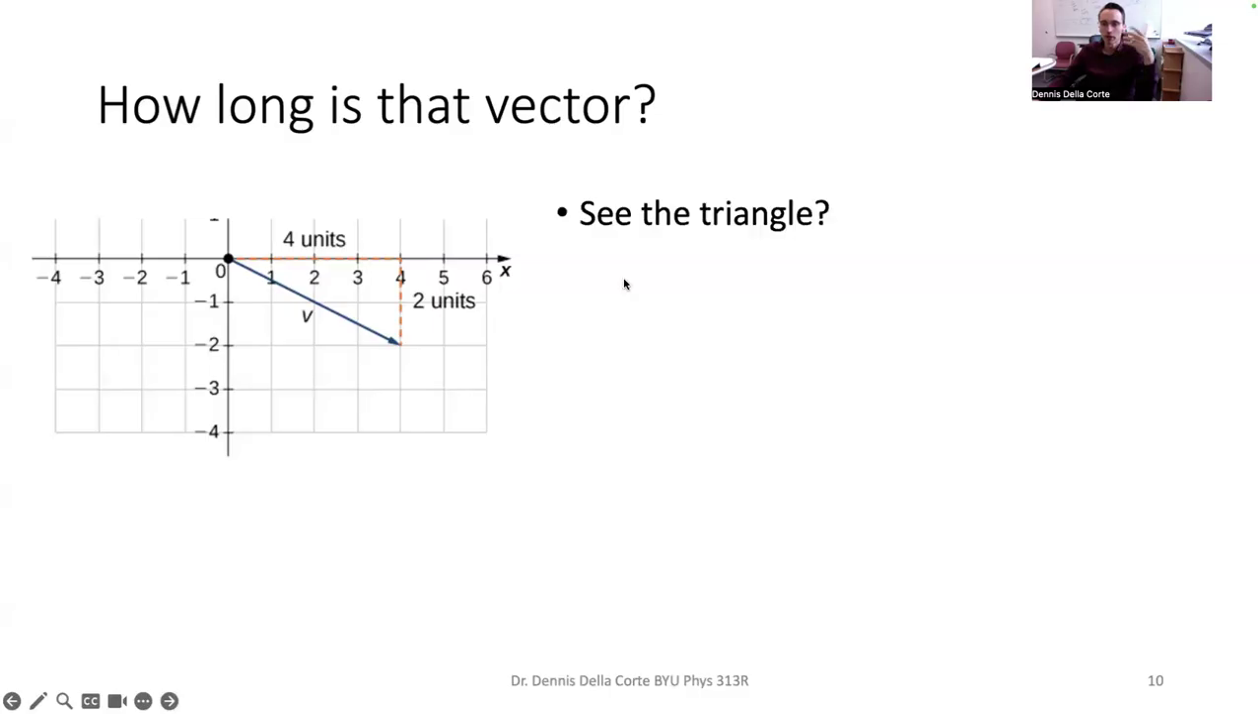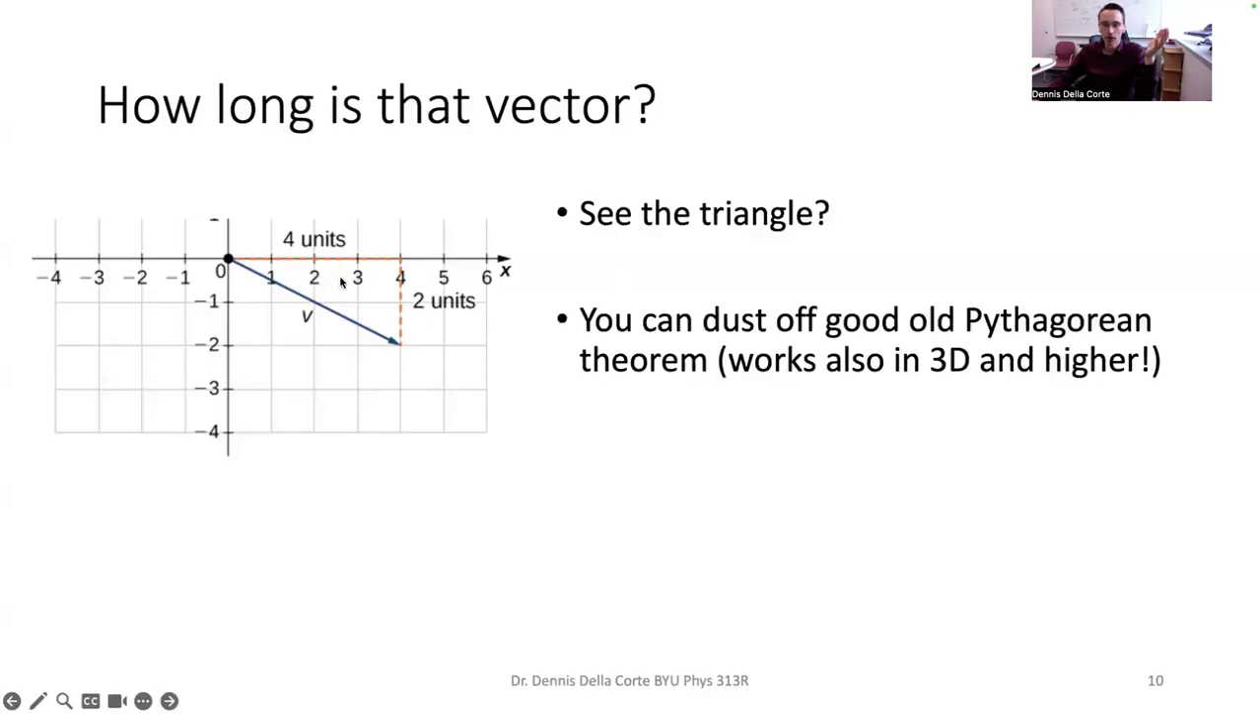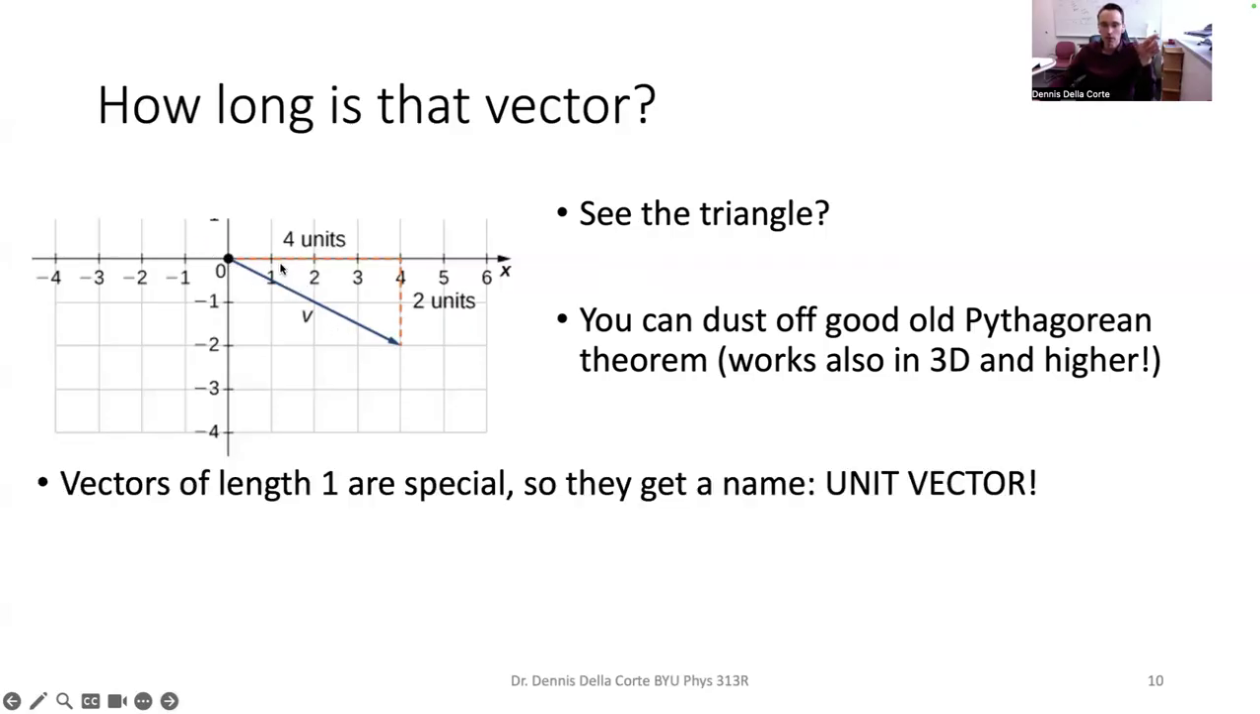And in right triangles, we have this wonderful law called the Pythagorean theorem that says we can figure out the length of the hypotenuse by summing up the squares of the lengths of the other 2 sides of the triangle. You've probably heard a squared plus b squared equals c squared. So we can calculate the length of v. What would it be here? Well, 2 squared is 4, 4 squared is 16, 16 plus 4 is 20. So the length of v is the square root of 20, whatever that is, 4 point something.